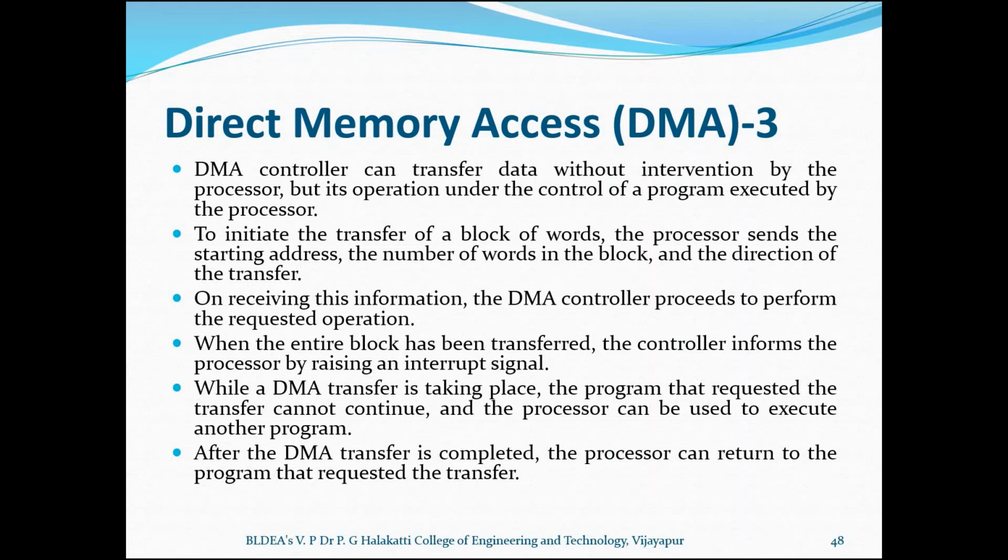So, DMA controller can transfer data without intervention by the processor, but its operation is under the control of a program executed by the processor. To initiate the transfer of a block of words, the processor sends the starting address, the number of words in the block, and the direction of the transfer, whether it is from the main memory to secondary memory or secondary memory to main memory. On receiving this information, the DMA controller proceeds to perform the requested operation.